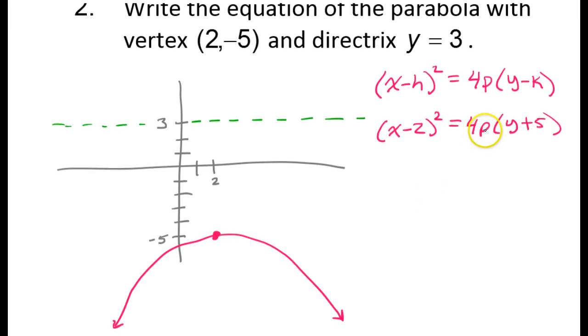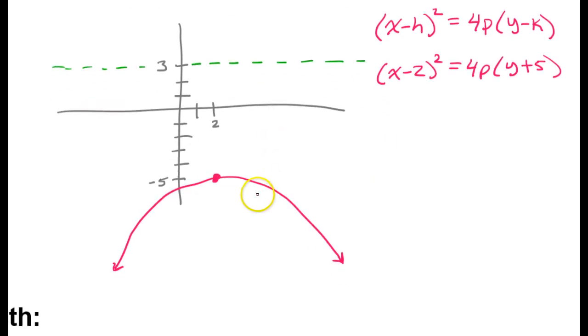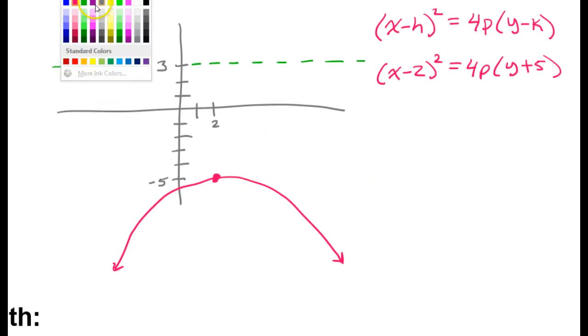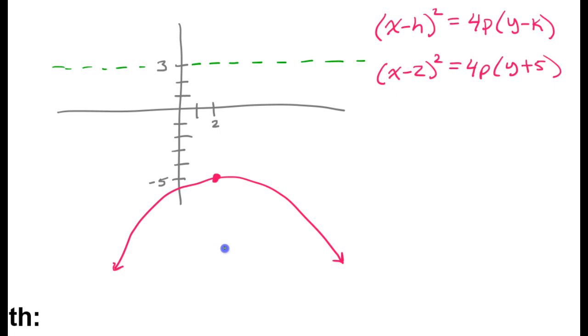For the p value, we need to look at the focus, which we have not plotted yet. So where would the focus be? So understand that the focus lives in the interior of the parabola. So it should be in here somewhere. But exactly where will it be? Well, it should be the same distance below the vertex that the directrix is above. The vertex should be right in the middle between the directrix and the focus.